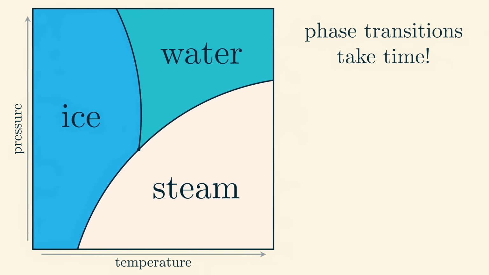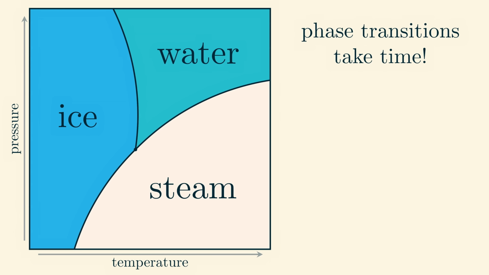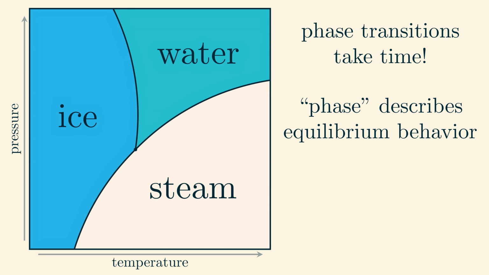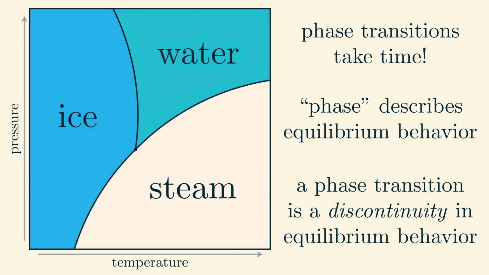This is not something that happens suddenly in real time, as you probably know from waiting for water to boil. Instead, the phase of a system refers to its equilibrium behavior, which is what you see after the system has had enough time to settle down. The equilibrium behavior is determined by only a few parameters, in this case temperature and pressure. And a phase transition is a discontinuity in the equilibrium behavior as a function of the parameters.